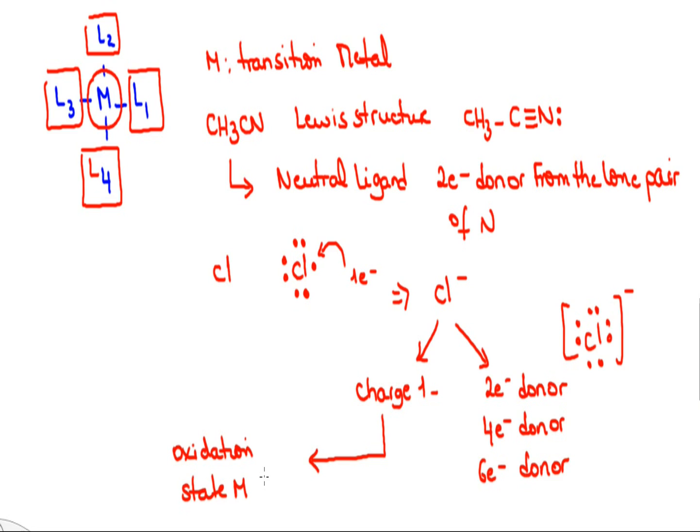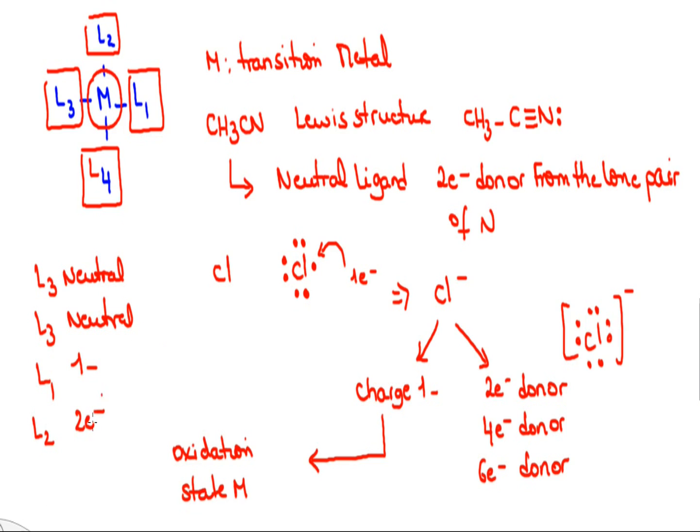Why is the oxidation state so important? As I said, we have M found in this structure. We don't know if it's M0 or M1 or M2 or M3. It depends on the charge of the ligands around. Suppose L3 is neutral, L4 is neutral, L1 is 1 minus, L2 is double minus.